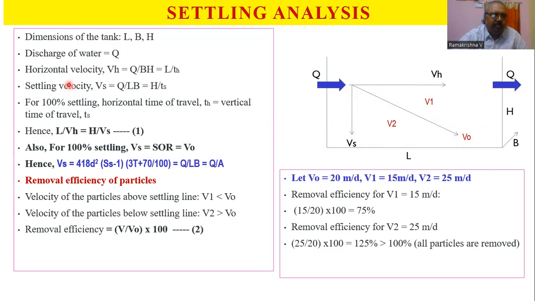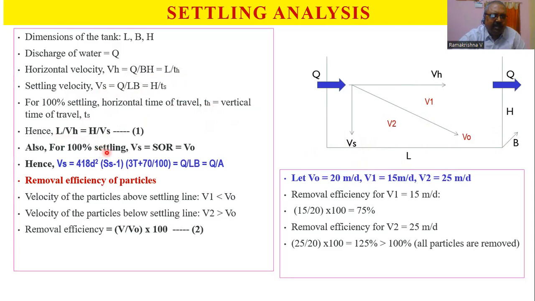So now from the geometry of the section, horizontal velocity VH is equal to Q, discharge, divided by the area perpendicular to that, B into H. So it is equal to L by TH, that is nothing but horizontal time. So Vs is equal to Q, discharge, divided by the area perpendicular, the surface area. So Vs is perpendicular to the surface area, and VH is perpendicular to the cross-sectional area. So for 100% settling, time of horizontal travel must be equal to time of vertical travel. So L by VH is equal to H by Vs.